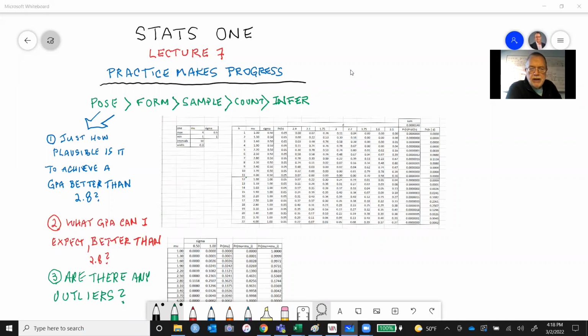This is Stats 1, and we take a breather with Lecture 7. We're calling it Practice Makes Progress. We're still following the pose, form, sample, count, and infer workflow.